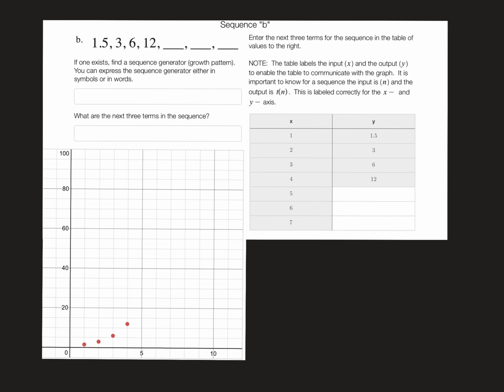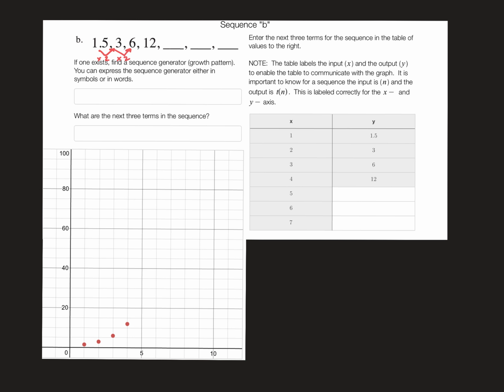All right, so next up, you have to find the pattern. So looking at from one term to the next, it appears, if we start playing around here a little bit, that if I multiply 1.5 by 2, I get 3. So let's keep trying that.